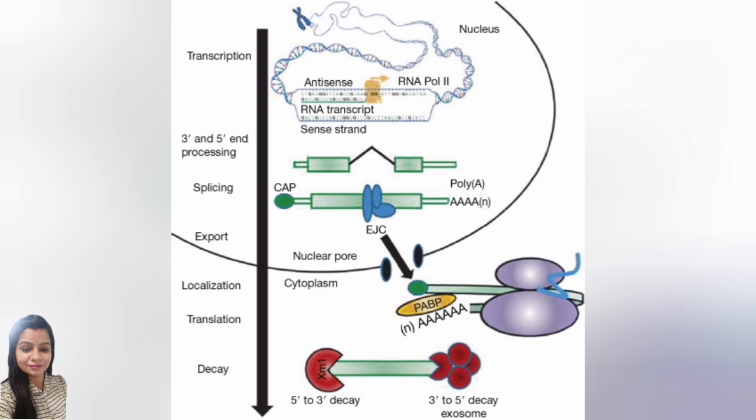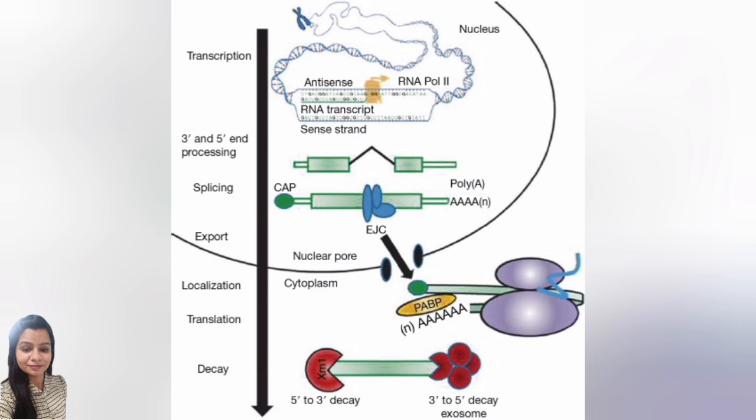Our fourth step, after the transcription, is post-transcriptional modifications, in eukaryotes only. In eukaryotic cells, the pre-mRNA undergoes several modifications before it's ready to leave the nucleus. These modifications are capping, polyadenylation, and splicing.